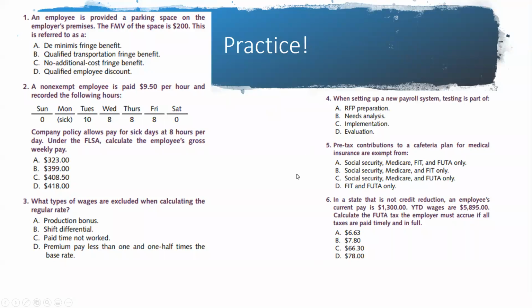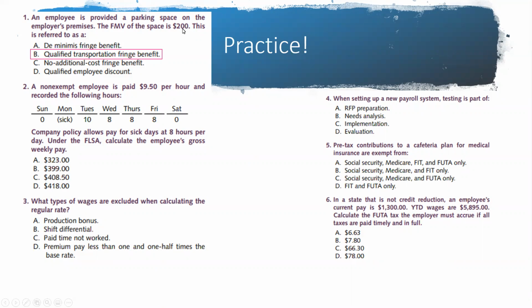All right, so question number one: an employee is provided a parking space on the employer's premises. The fair market value of the space is $200. This is referred to as A, a de minimis fringe benefit, B, qualified transportation fringe benefit, C, no additional cost fringe benefit, or D, qualified employee discount. Qualified transportation fringe. Good job. Agree. What's the limit on that one?